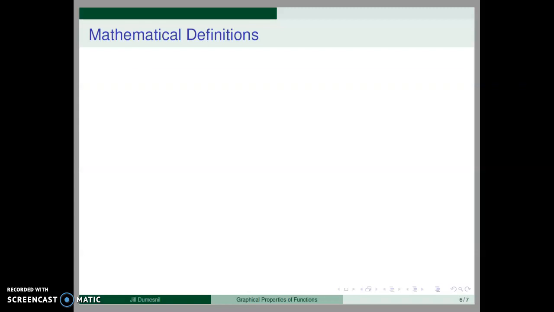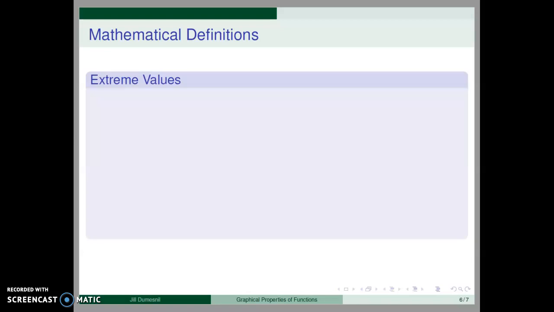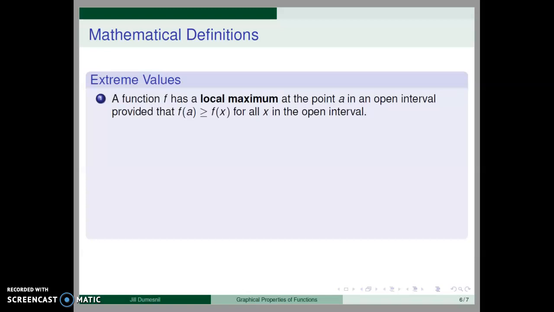Let's continue with more mathematical definitions. Extreme values are essentially those function values larger than or smaller than all other function values. But let's be specific. A function f has a local or relative maximum at the point a in an open interval, provided that f of a is greater than or equal to f of x for all x in the open interval. So essentially, f of a is the biggest output over the interval.